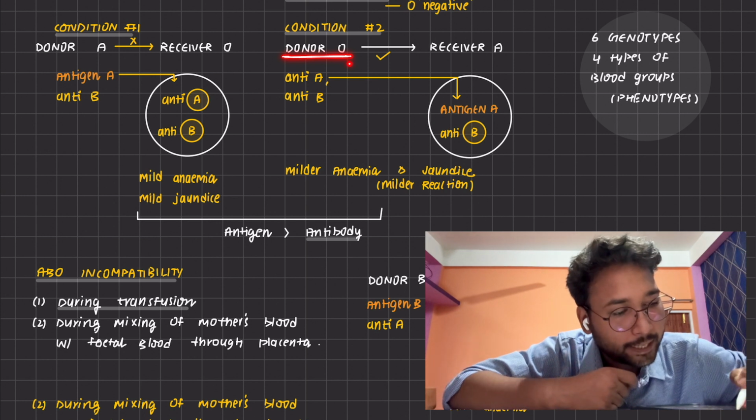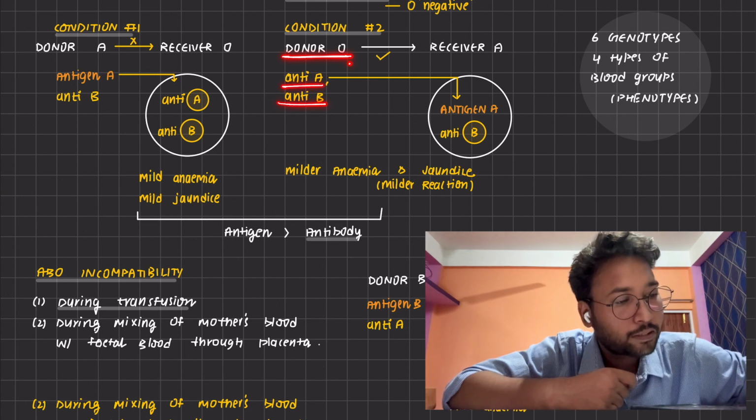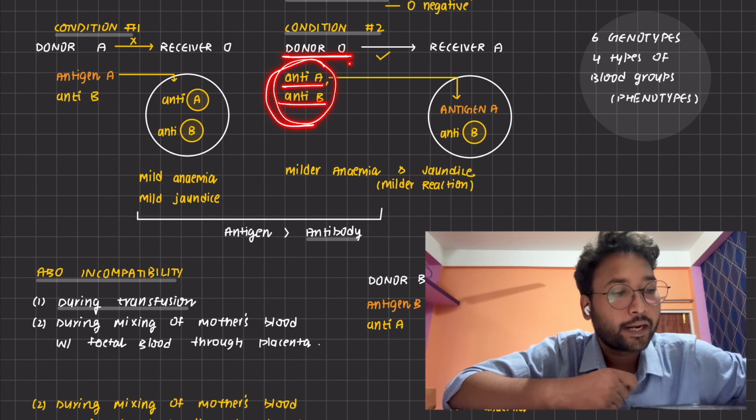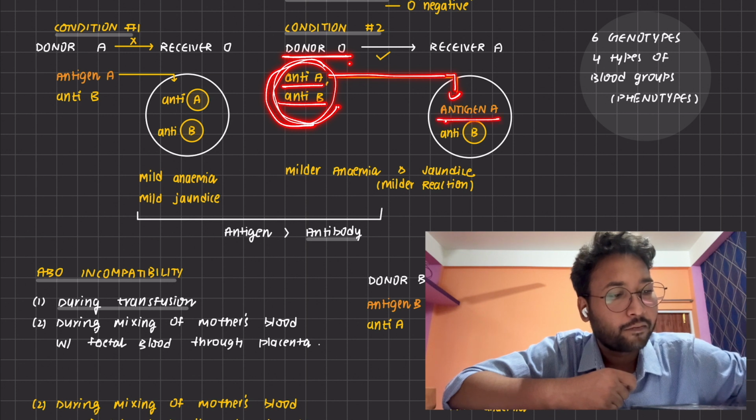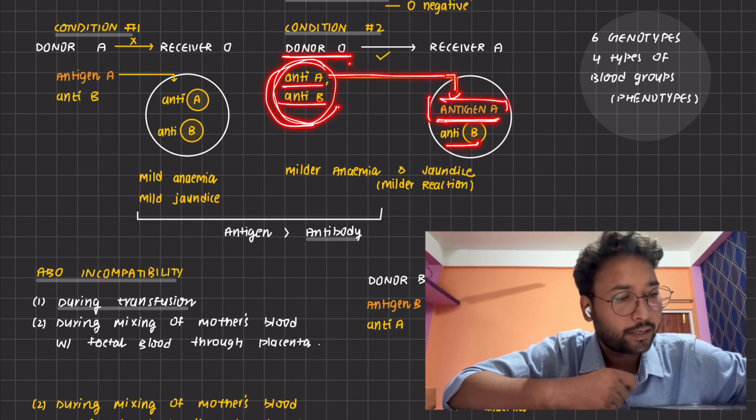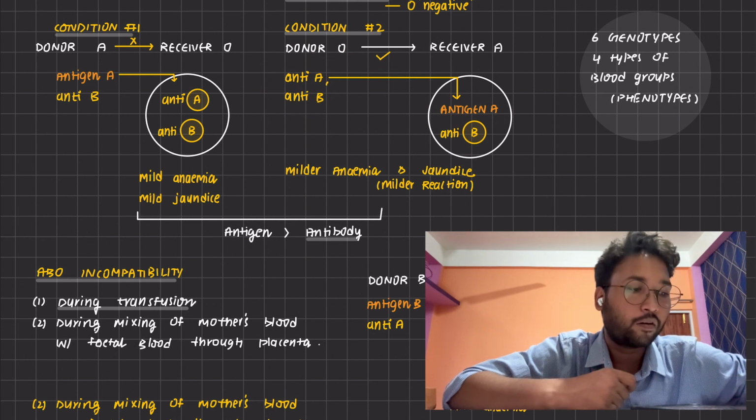So when anti-A antibody comes into the bloodstream of the receiver with A blood group, then antigen A of the receiver will be killed by the anti-A antibodies, right? So again, milder anemia and milder jaundice can be caused.